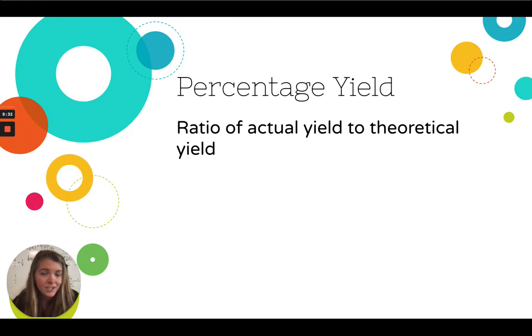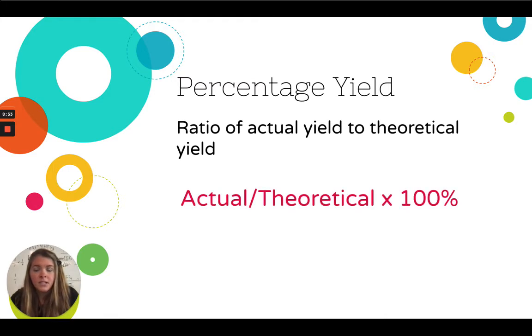Lastly, percentage yield. Percentage yield is the ratio of the actual yield to the theoretical yield. So how do these relate? It's kind of calculating how accurate you were. How much did you actually make? So I was supposed to make 12 cookies, but I only made 10. So what percent yield did I get? How many cookies out of the percent that I should have made did I get? To solve this, you're going to use this formula: actual divided by theoretical times 100.